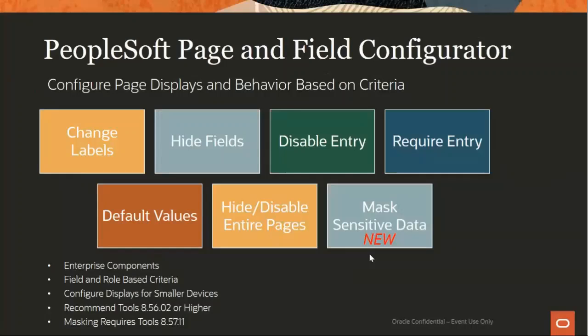Okay, so these are all the things that the Page and Field Configurator can do for you. The tool's been around for a few years now, and it really started off as a tool to help you take care of those very common customizations that you have in your organization. So changing labels, everybody's done this, hiding fields, etc., disabling entry, requiring entry. Those types of things have been around for quite a while. We've also added the masking capability. From a tools perspective, you should be on 85602 or higher, and the masking functionality actually requires 85711.